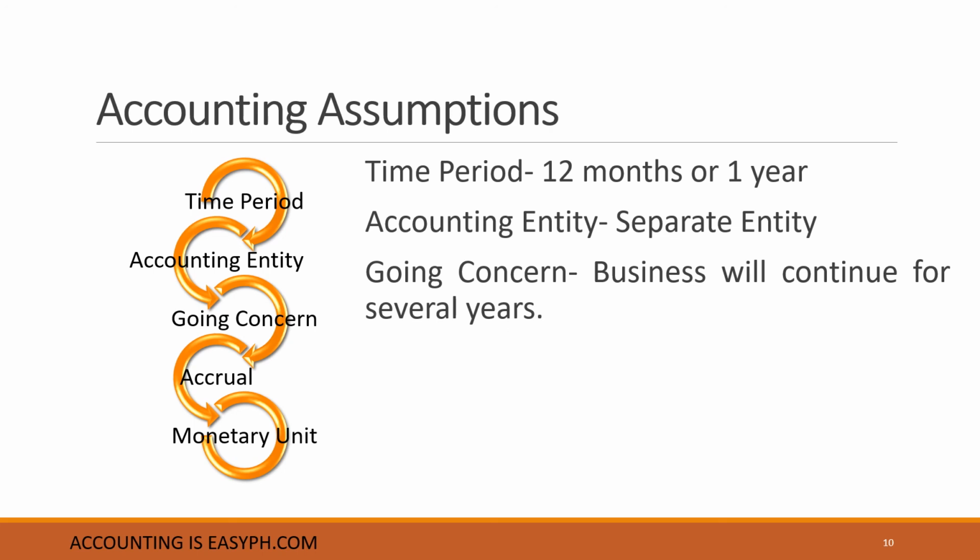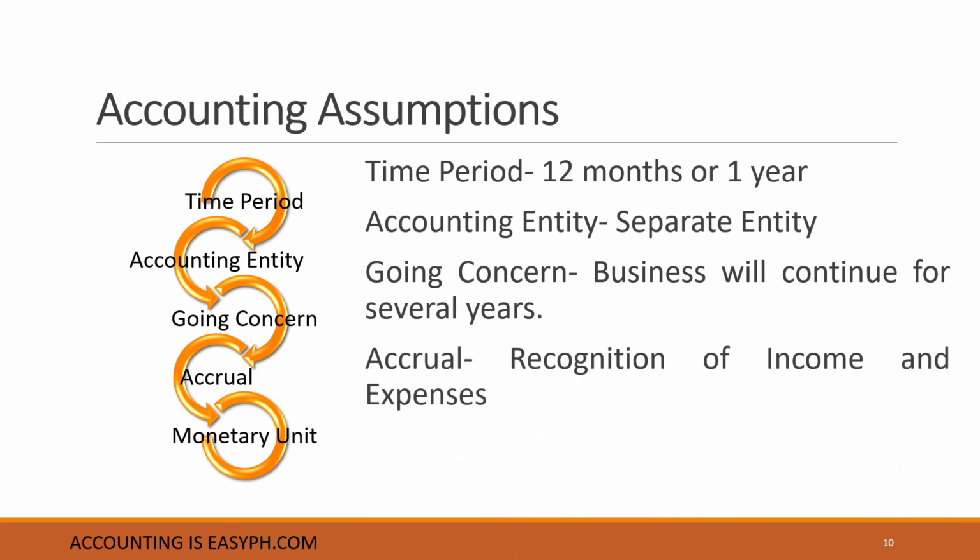Next assumption is going concern. We assume that the business will continue to exist for many years. Next is accrual. We only recognize income when it is earned and recognize expense when it is incurred, regardless of cash received or cash disbursed. The last one is monetary unit. We assume that our Philippine peso is stable.